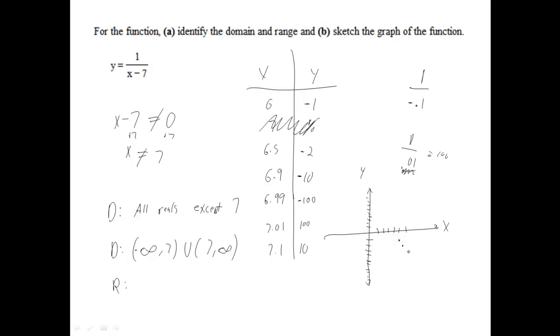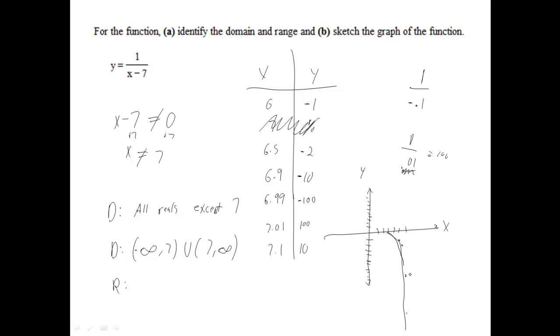And if I do 6.9, it goes all the way down to negative 10. And if I do 6.99, it goes all the way down to negative 100. So it just kind of sinks and plummets right here. It just tapers off, boom, like this.